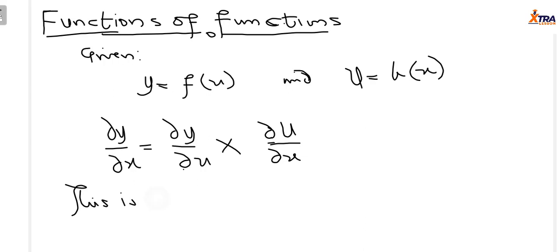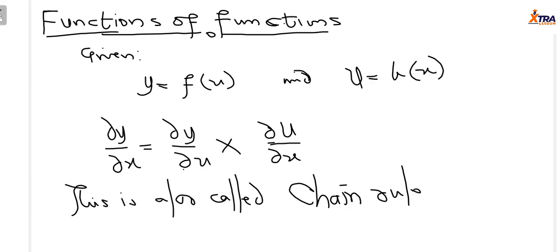This is also called the chain rule. So for functions of function, we have dy over dx equals dy over du times du over what? dx. In the next video, we'll be looking at questions on functions of functions.